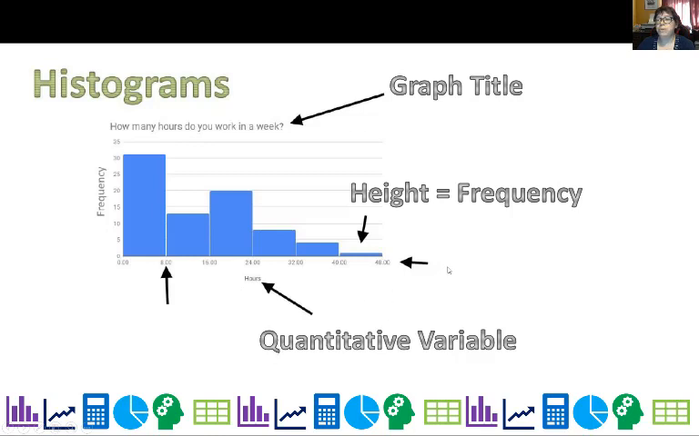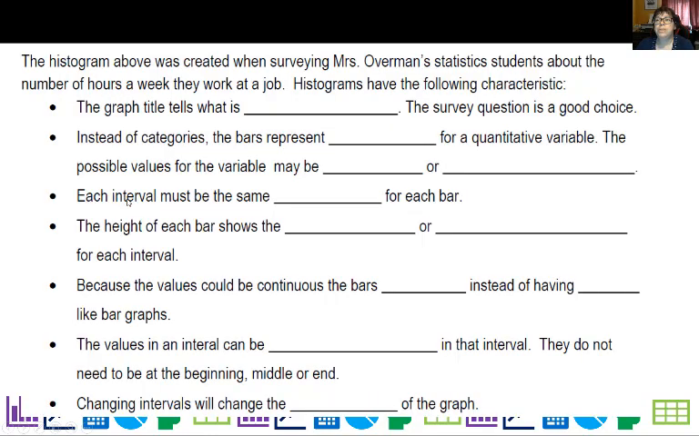What's also different is we have intervals here, which cover different ranges of numbers. And we have no real gap. Instead, that number indicates the start of a bar. So if I have an 8, it's in this bar right here. If I have a 16, it's in this bar right here. I created this histogram using a survey of my statistics students regarding the number of hours a week they work at a job.